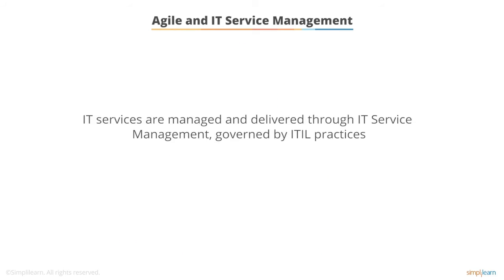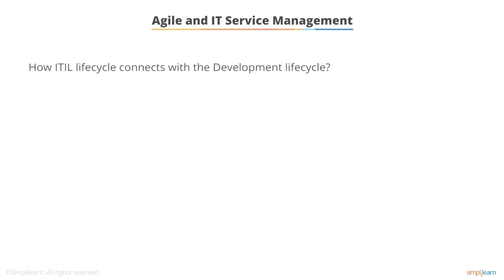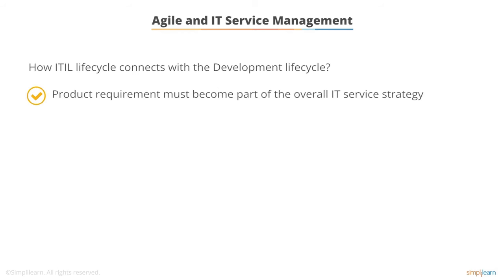The systems development by Agile must ultimately be transitioned into operations and be integrated into the services that IT renders to the business. These services are managed and delivered through IT service management, which is governed by ITIL practices. Just as we need to get ops working closely with the dev processes, we must also connect the ITIL lifecycle with the development lifecycle. The product owner brings up a product requirement in the form of an improved user story or epic with a business case, which must also become part of the overall IT service strategy.